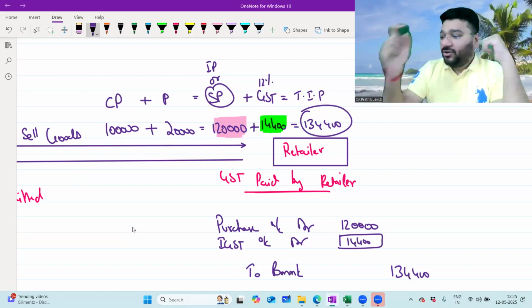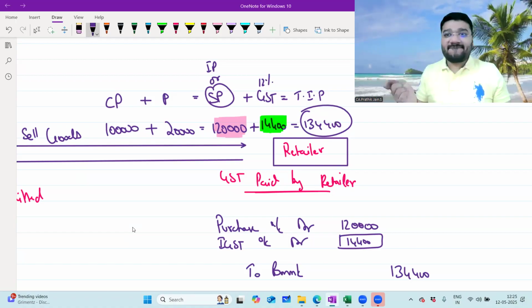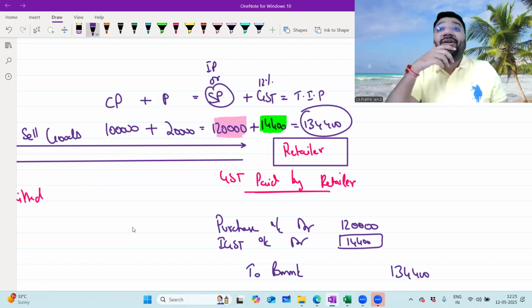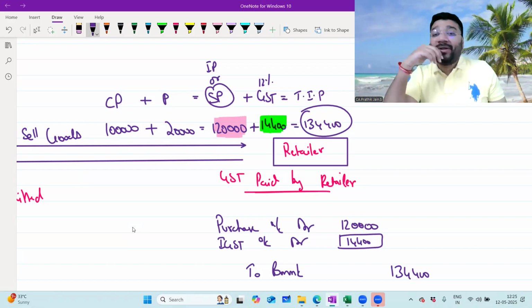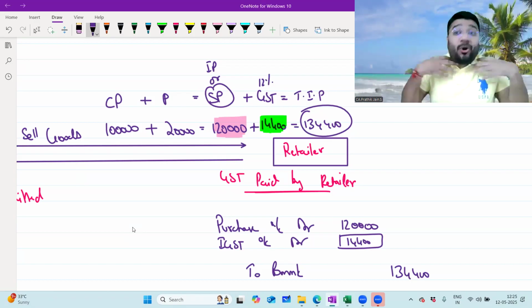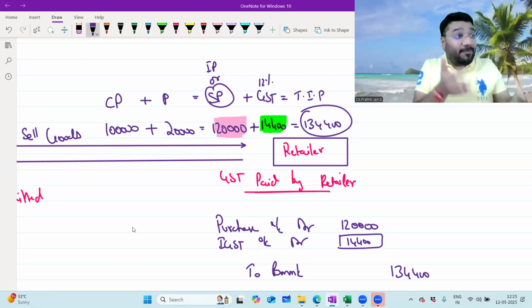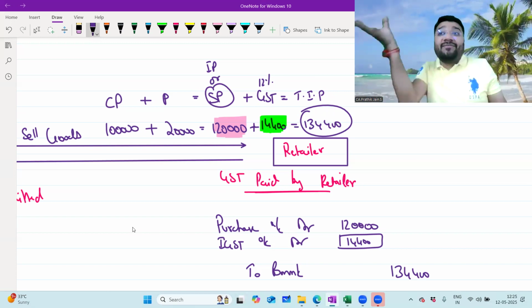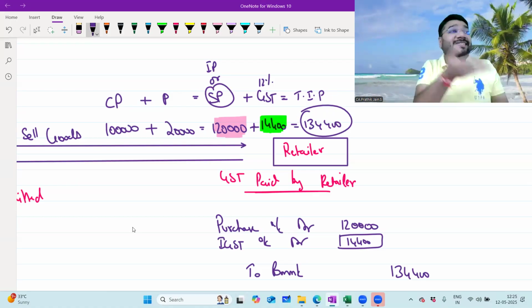Wonderful. Those who said expense, where is it? How is this expense? Tax is your expense. Sir, just because you debited, debit all expense and losses. This is asset. I'm telling you, I'm shouting and telling. This money which the retailer paid, he will recover from the customer. Anything that I get in future is asset.